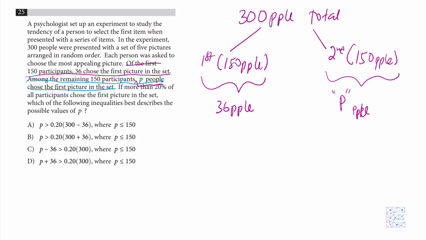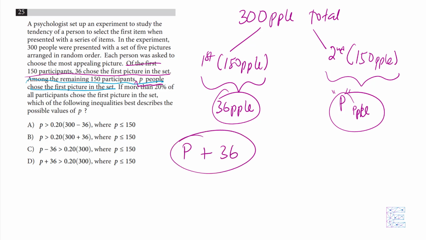So I guess we can ask ourselves, in total, how many people chose the first picture? This group and this group. In total, we had P people plus 36 people. This is the total of people who chose the first picture. We can pause here for a minute and glance at the answers and see if there's anything even remotely close to that. A doesn't have it, B doesn't have it, C doesn't have it, so D has P plus 36, and that's a really good sign. Let's read on and see what the rest of this is saying.